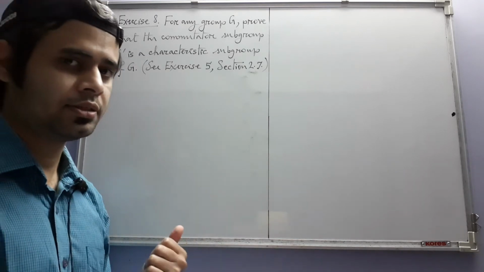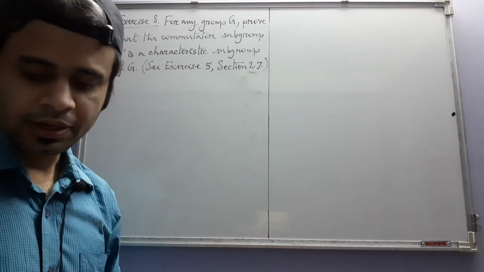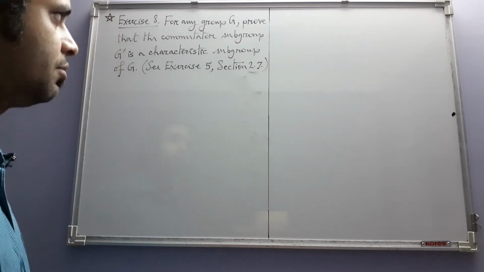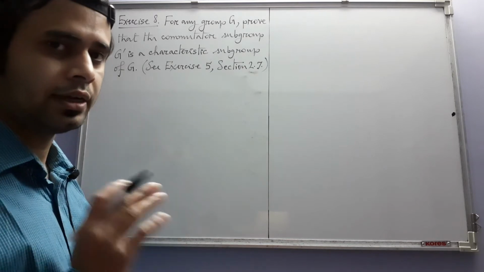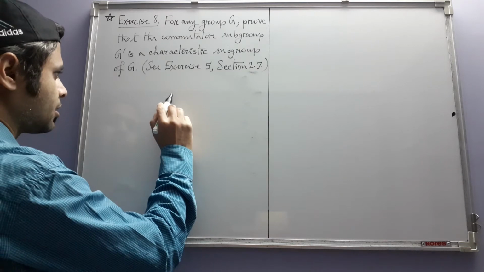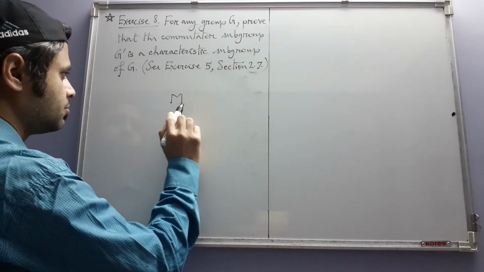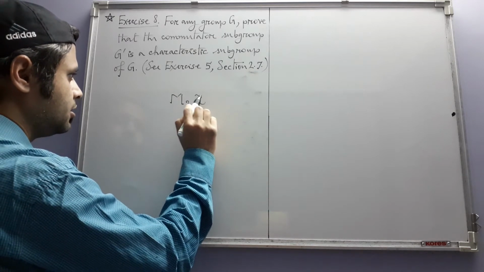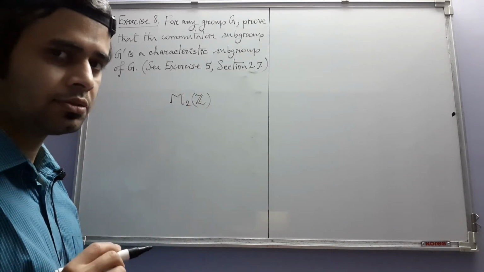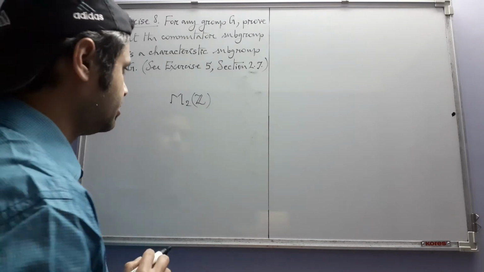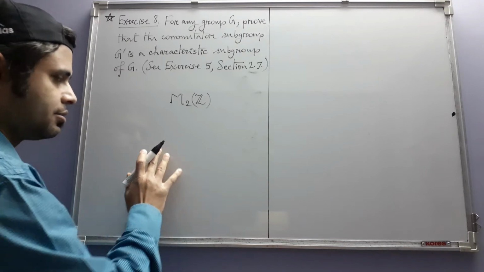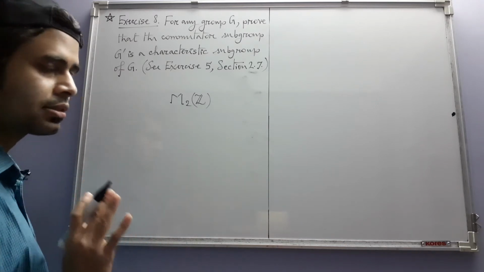Before we solve this exercise, let us address the problem that we encountered yesterday. We were unable to solve that exercise 20, where we were asked to find the units in this ring, that is the ring of 2 by 2 matrices with integer entries. Later I thought about it and it's not that difficult. My guess was correct.